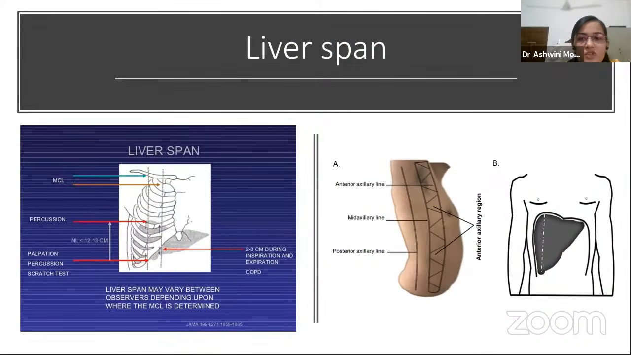This is a picture of the liver span, how to palpate the liver span. As we have marked the lower border over the costal margin, we will start percussing from either the mid axillary line or the mid clavicular line, and we will mark the upper border of the liver here and check how many centimeters it is. Normally it will be less than 12 to 13 centimeters. If it is more than that, then the liver is enlarged.